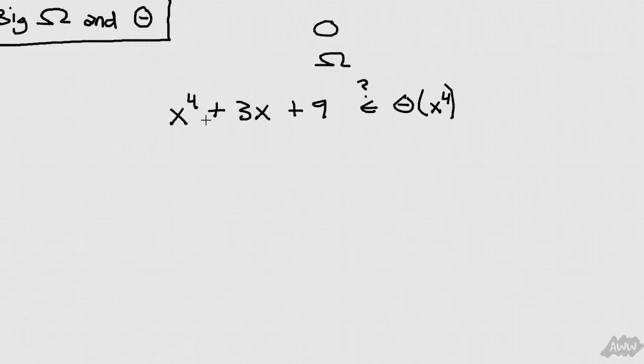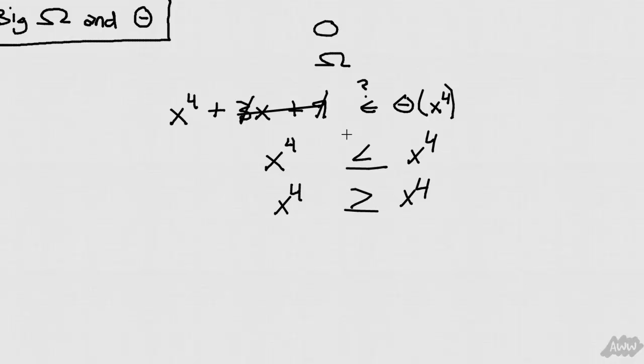So here we're asking, x to the fourth plus 3x plus 9, is this in Big Theta of x to the fourth? We solve this in a very similar way. We get rid of the constants, we get rid of the lower terms, and we're left with x to the fourth. Now, to answer this theta question, we're going to break it up into two questions. Is x to the fourth less than or equal to x to the fourth, and is x to the fourth greater than or equal to x to the fourth? And the answer to both of these is yes. So essentially what this boils down to is, is this side equal to the right side?